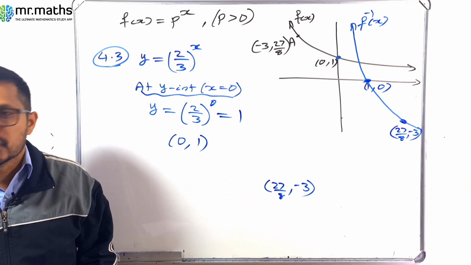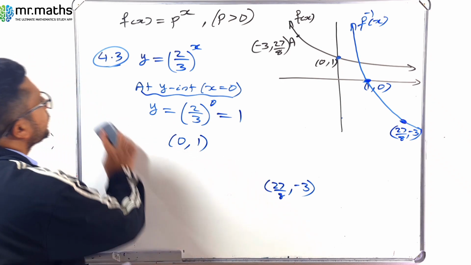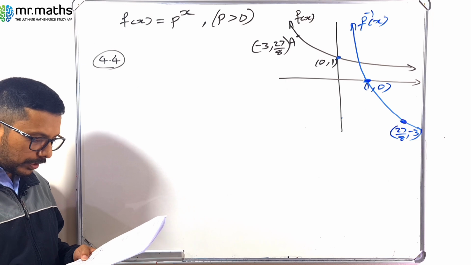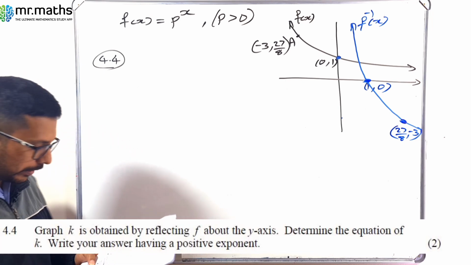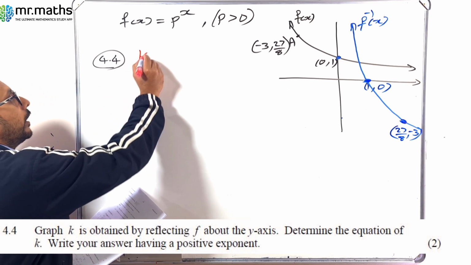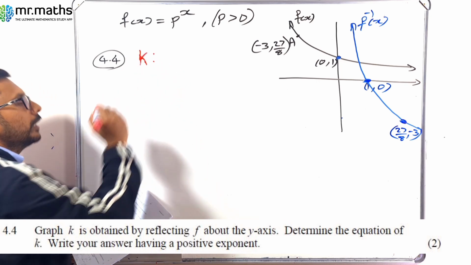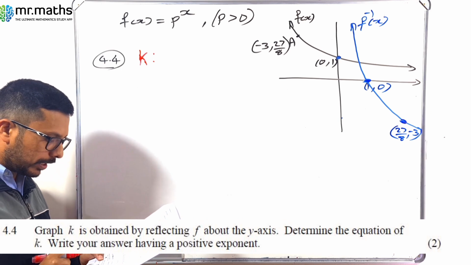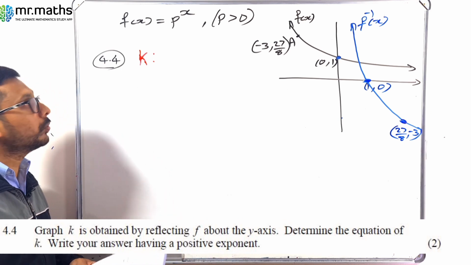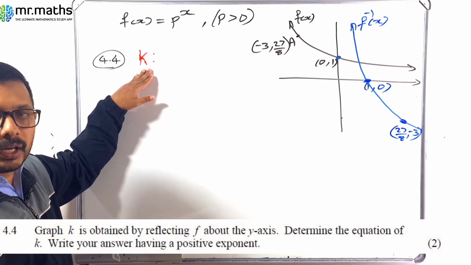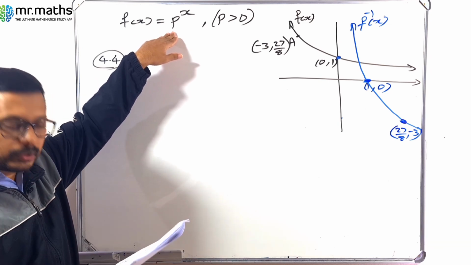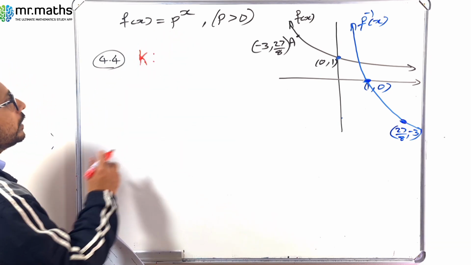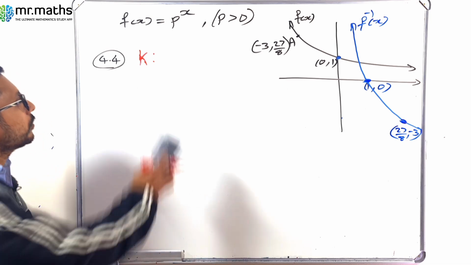Now let's move to the next question, number 4.4. Graph K is obtained by reflecting f about the y-axis. So there is a new graph K, and what is that K? Reflect this f of x about the y-axis. So what is the equation of f of x? Let me write it first.